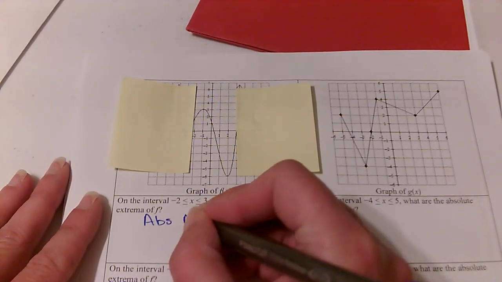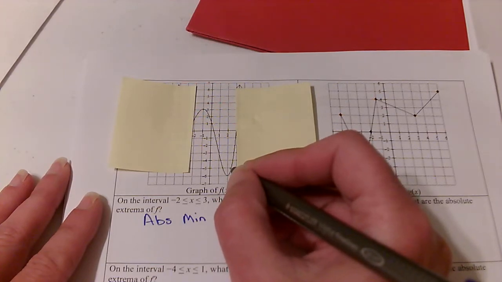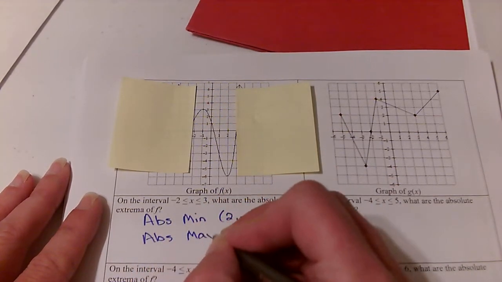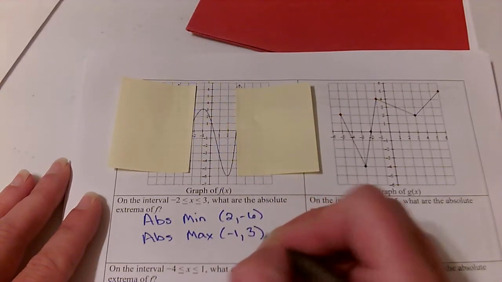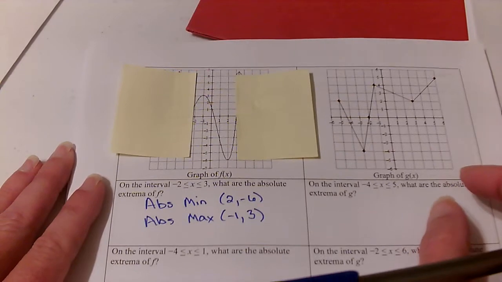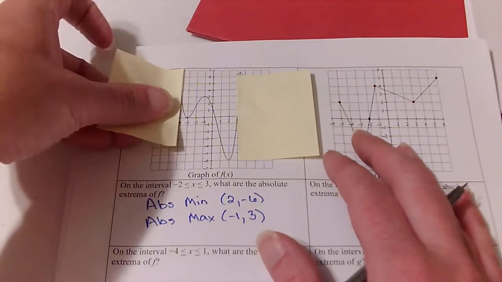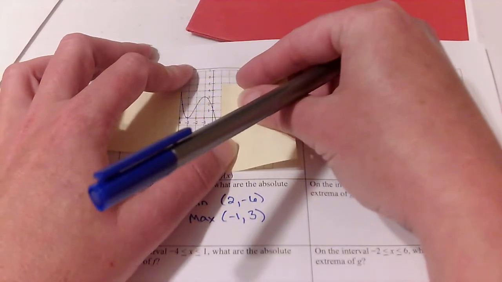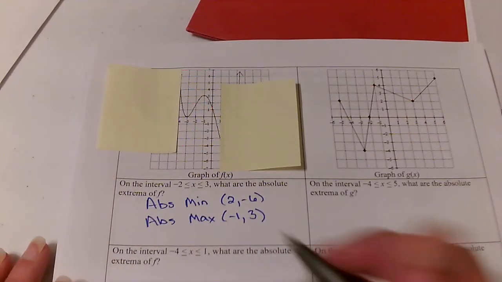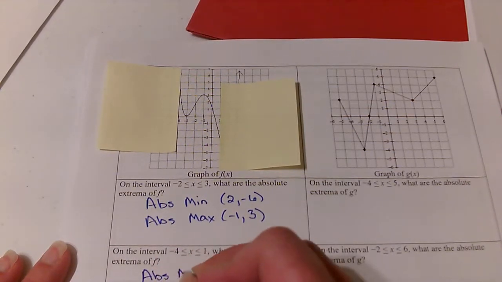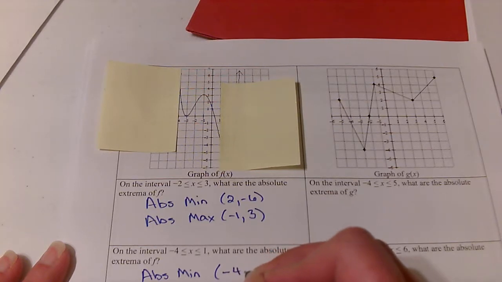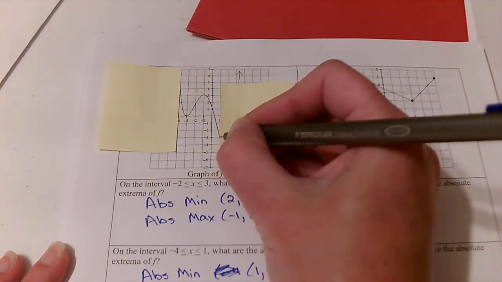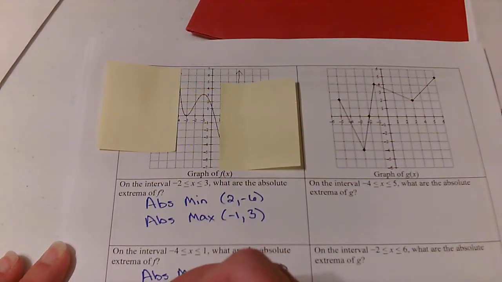If we cut off the graph to here, not looking at anything else, what would be the absolute extrema? Well, the absolute min would be this point 2, -6, and the absolute max would be this point -1, 3. What about if we change the interval to -4 to 1? What is the highest point and the lowest point now? Well, the absolute minimum is going to be 1, -4, because that is the lowest point on the graph now. And this point up here would be the highest point on the graph now.